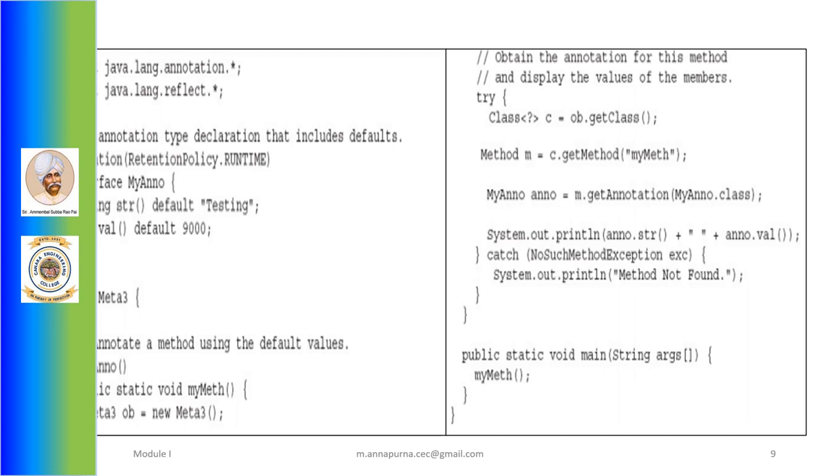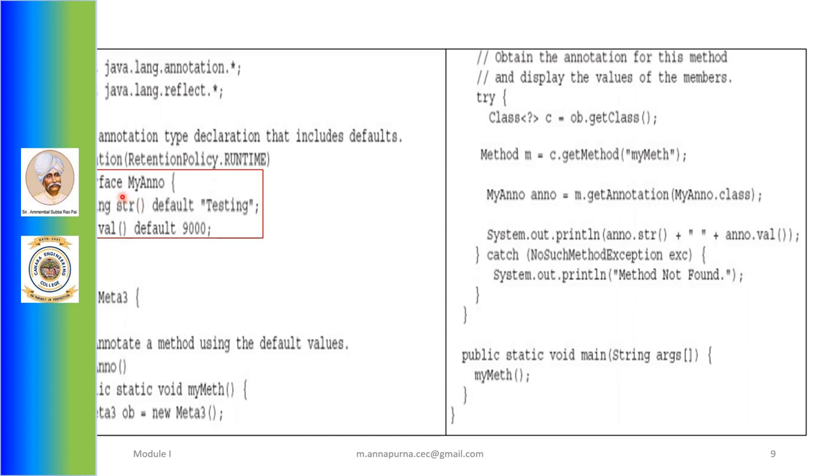The following program demonstrates the use of default values in an annotation. We have already learned that we can specify default values to annotation members that will be used if no value is specified when the annotation is being applied. A default value is specified by adding a default clause to a member's declaration. So here in this program, we have the @MyAnno annotation being declared with default values. And remember, these values must always be compatible with the member's type.